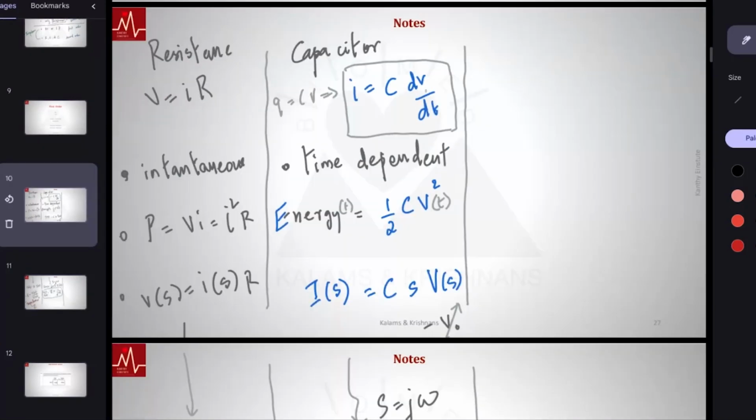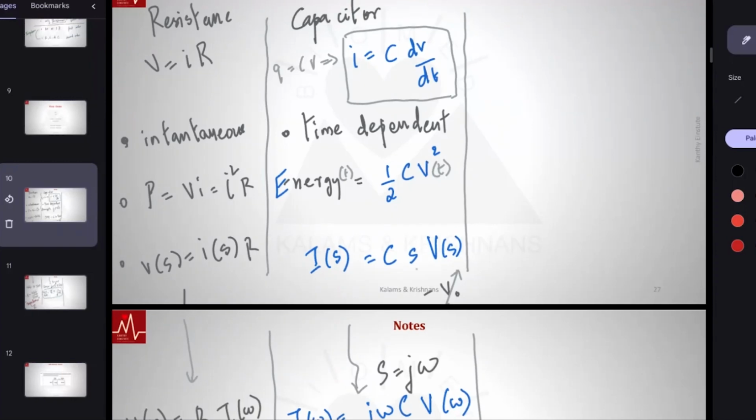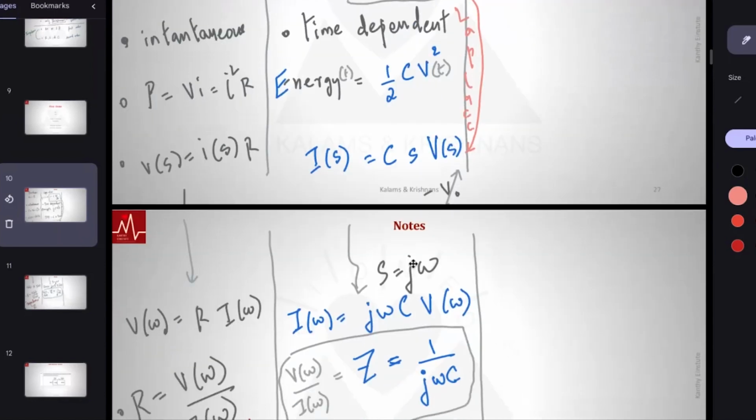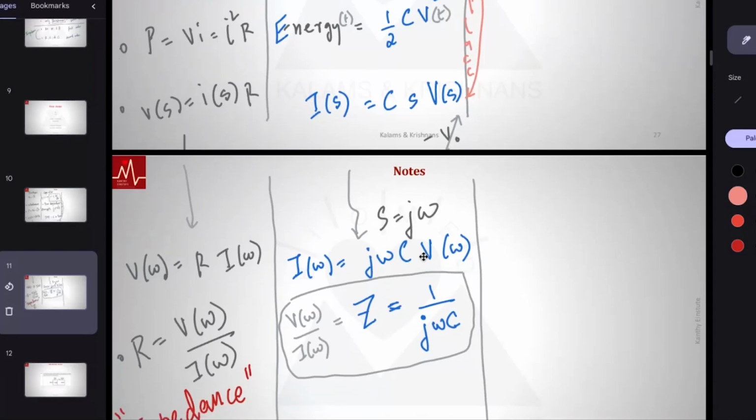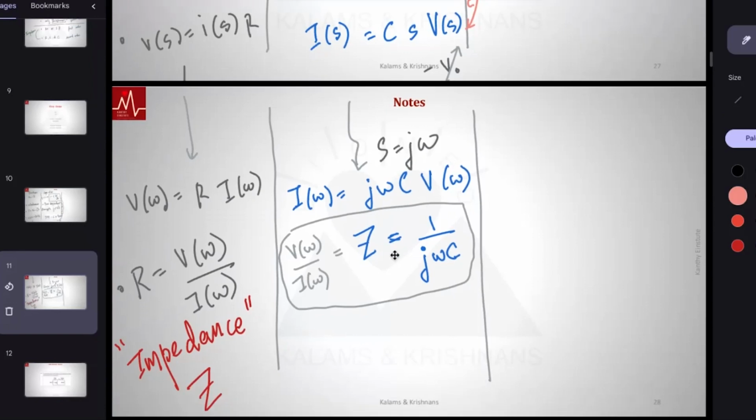I is C dV by dt, all of you know. Energy in a capacitor is half CV square, all of you know. Basic Laplace transform went from here to here. And then it so happens in the Laplace transform, if you put s as j omega, you get frequency dependence. You can also call that the Fourier transform. And impedance by definition is just the ratio of V, a function of omega, to I, a function of omega. That is, V is a function of frequency, I is a function of frequency.